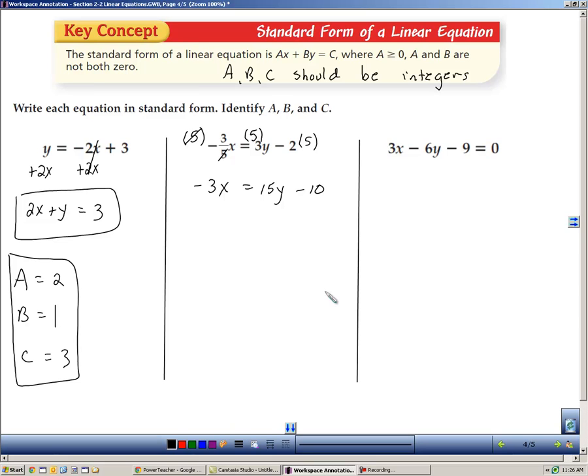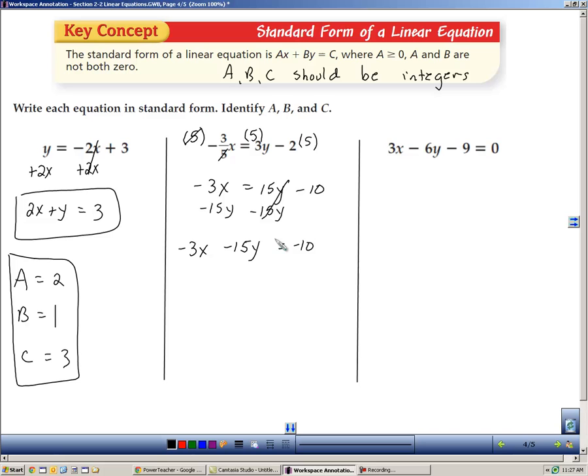I now need to get this so the a and b are on the same side with the c on the other side. A couple ways you could do this. We could add 3x and move it over to the right. Or some people would just look and say, hey, the y needs to come to the left, so I'm going to subtract it. So we get negative 3x minus 15y, and that equals negative 10.